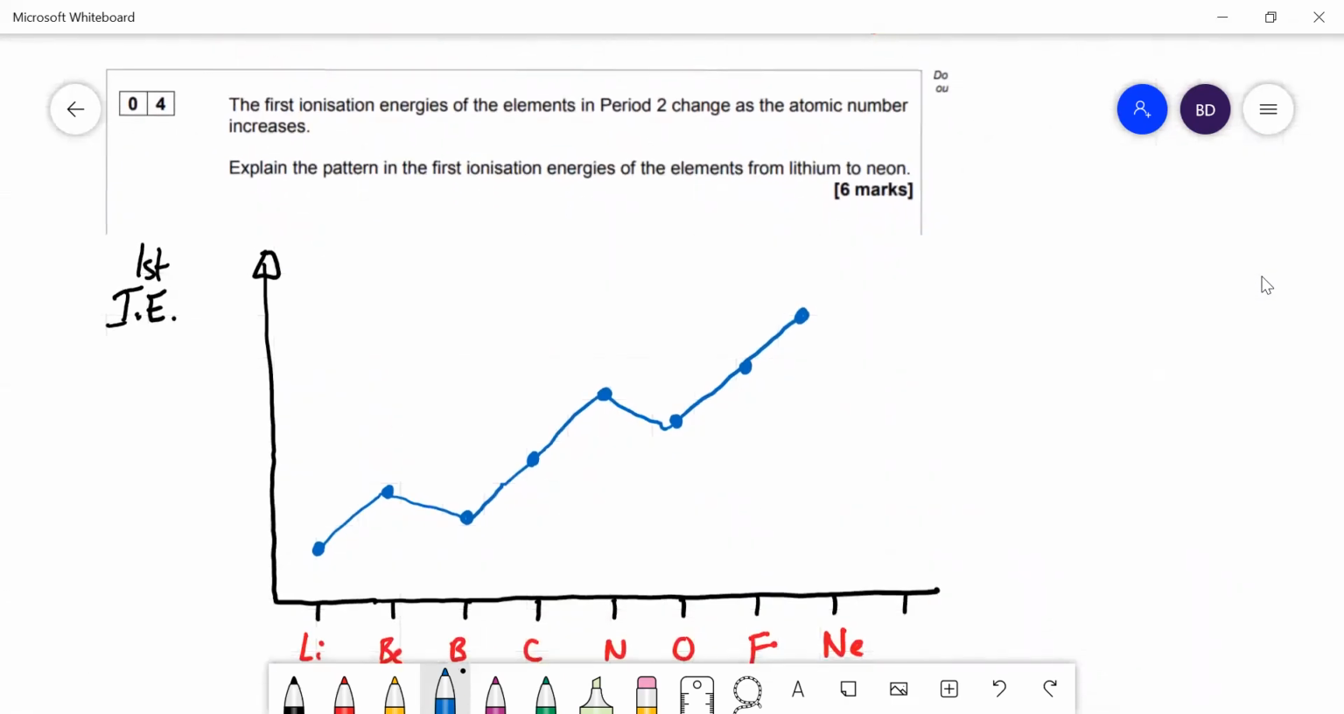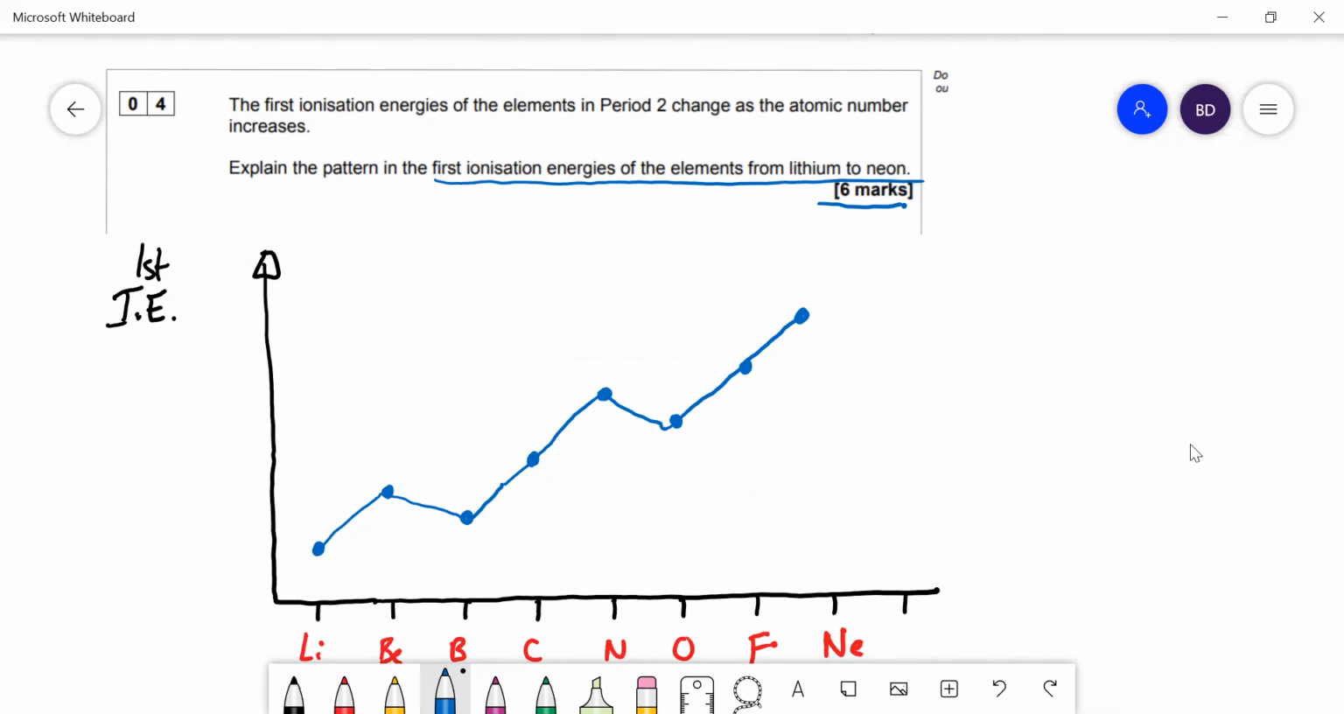Okay, now this is a 6-mark question about first ionization energies and how they change across a period. This is unusual to have a 6-mark question. They always ask this, but it's usually broken down into smaller bits. So it says here, explain the pattern in the first ionization energies of the elements from lithium to neon.